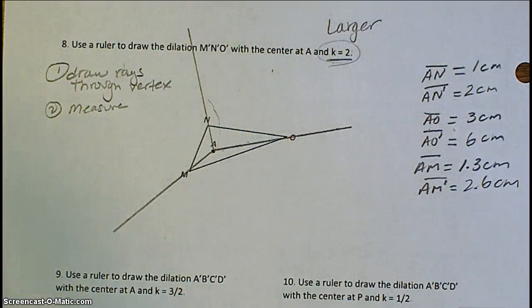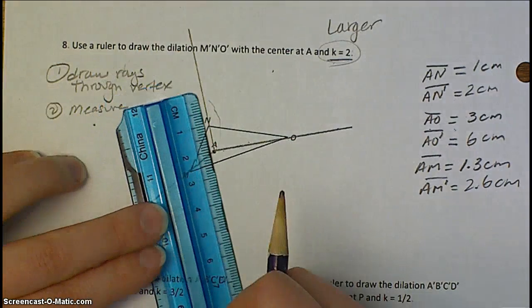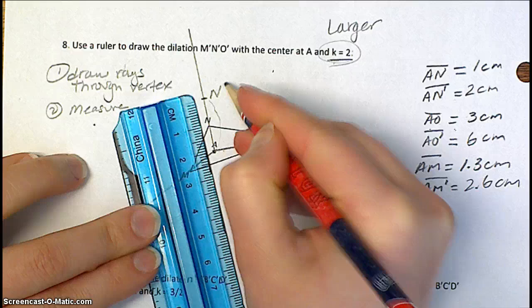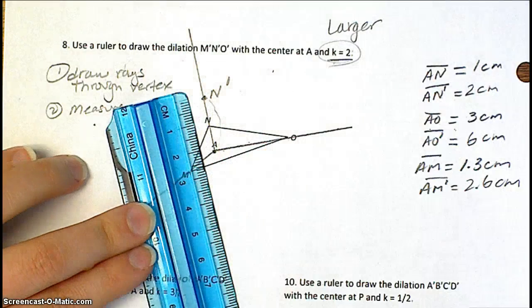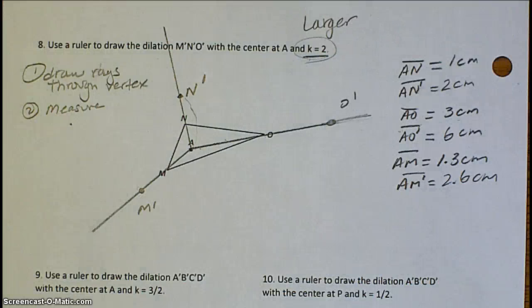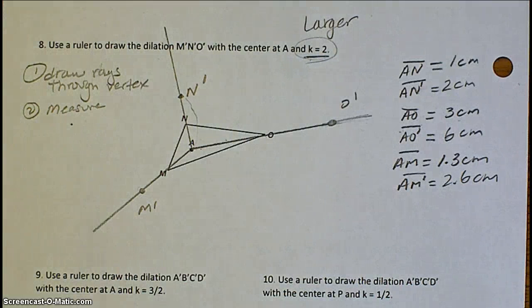Okay, so 2 centimeters, it's going to be right here. Label that as N prime. Now I'm going to do the same thing for O prime and M prime. So you should now have something that looks like this.